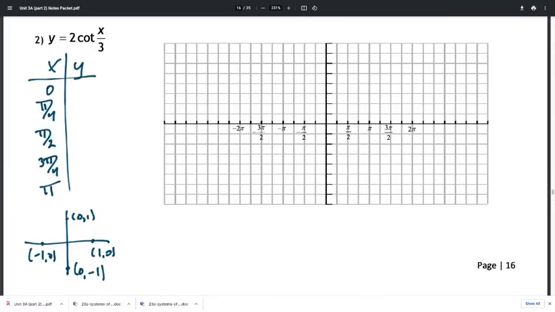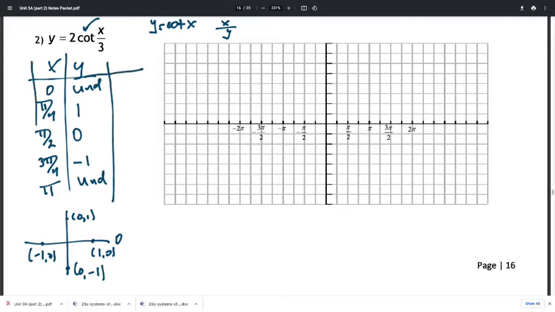Okay, so this next one, we're doing the cotangent graph. Remember, y equals cotangent x on the unit circle is x over y. So for the original table, for 0 right here, it would be undefined. At pi over 4, it's 1. At pi over 2, it's 0. At 3 pi over 4, it's -1. And then at pi, it's undefined again.